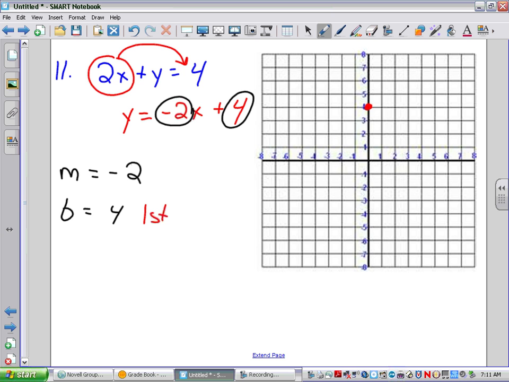Slope next to get my second point, and I need to make this a fraction, so over 1. Well, negative 2 does not mean go up 2, it means go down 2, but I still go right 1. I go down 2 because the 2 is negative. The 1 is still positive. So it's down and to the right. So go over to your graph, go down 2, and right 1 puts me right there. And there's my 2 points. That's the line I need.